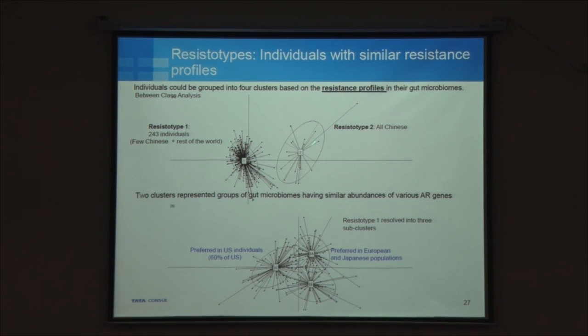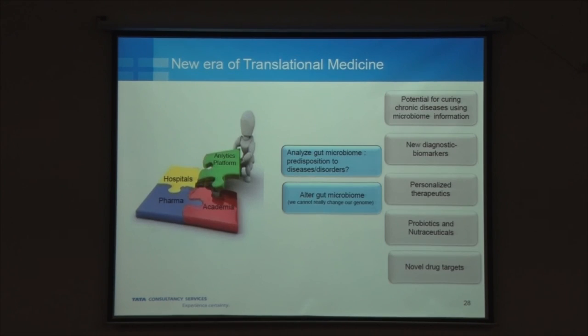So basically I have four clusters: one which is completely Chinese, one which is preferred in the European and Japanese, another one mostly in the US, and the fourth one is a mix of all of these. And this we call the resistor type. So we can look into each individual and they will fall into one of the four resistor types, giving an idea of which antibiotics they will be resistant to.